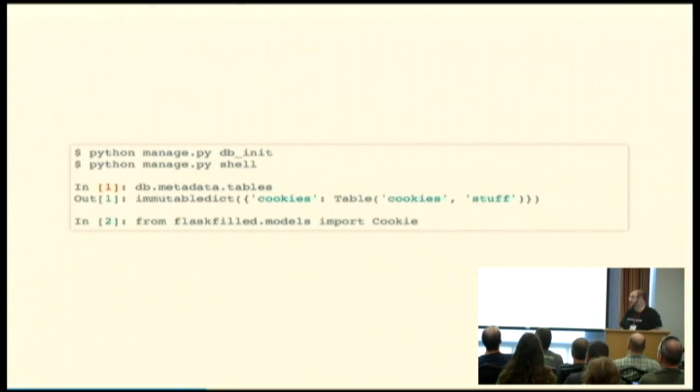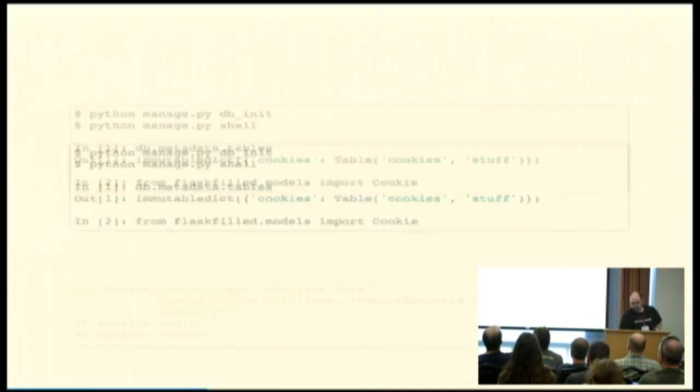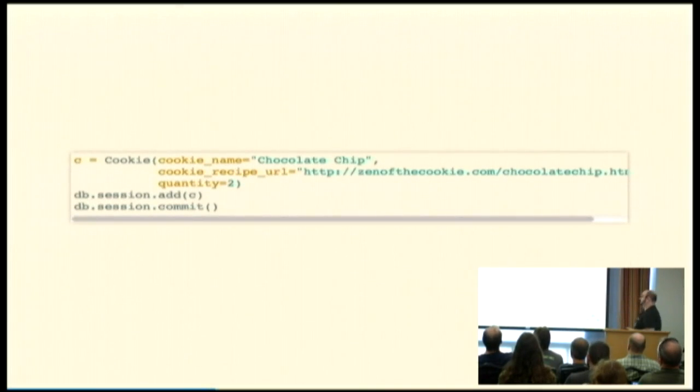So to take a look at an example of what that was, if I run my manage.py with my db init, and then I go into my application-enabled shell, I can actually look at the database metadata, and I will see that there's a table that exists for cookies now. And I can import that model and work with that. In fact, we might as well create a cookie while we're here. Chocolate chip, pretty much hands down the winner, right? That is the first cookie one makes.